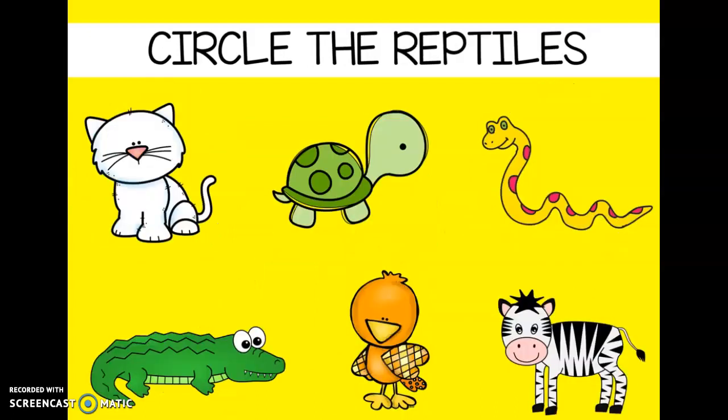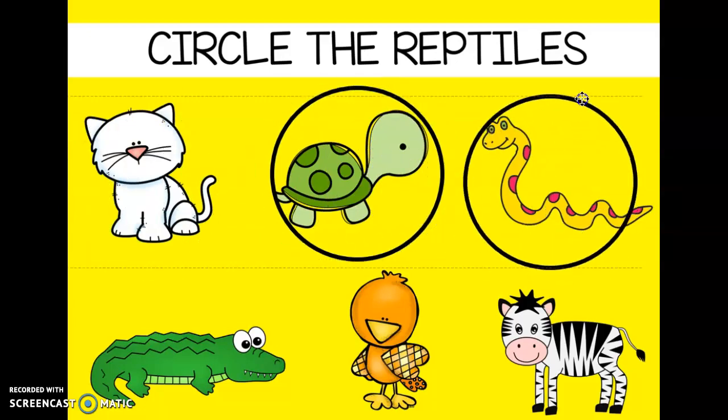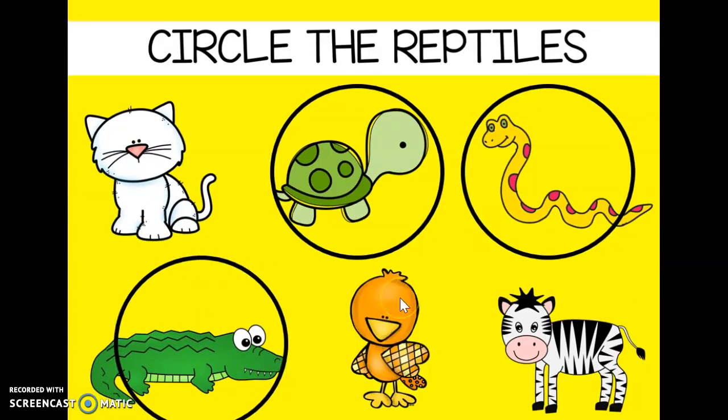Let's go on to the next one, the reptiles. Okay. So reptiles usually have scales, dry skin, cold-blooded, lay eggs. Let's see. Cat. No, a cat is a mammal. Very good. A turtle. A turtle is a reptile. Very good. A snake. You're right, a snake's a reptile too. A crocodile or an alligator. Yeah, this is a reptile. A bird is classified under birds. And a zebra. You're right, a zebra is classified under mammals. You're getting really good at this now.